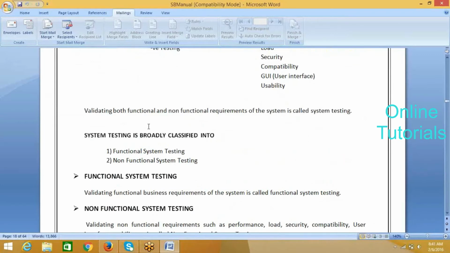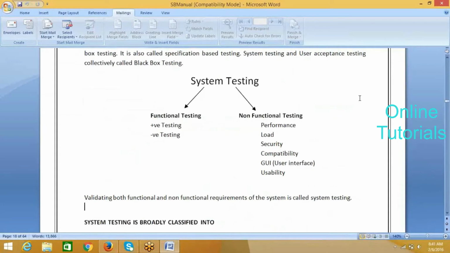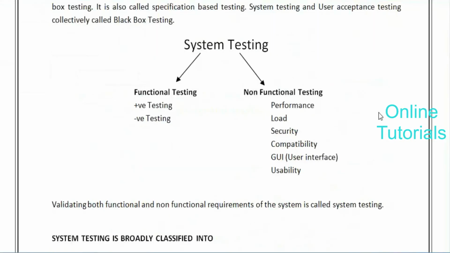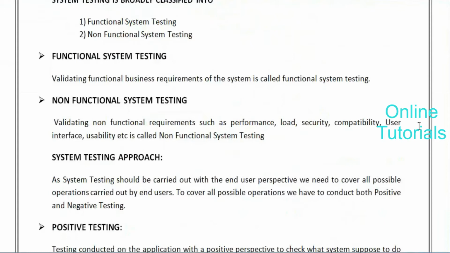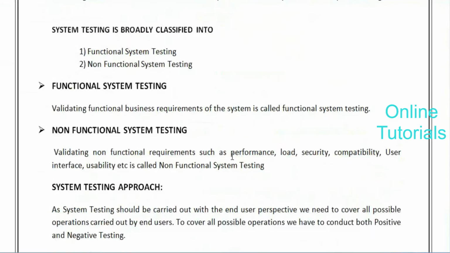Validating both the functional and non-functional requirements of the system is called system testing. Throughout the system, from the start, we test functionality-wise and non-functionality-wise as testers. We will first see the definitions individually, then what to test and what the STLC process is. I think it won't complete today. I will try to complete it today, but if not, we will see it on Monday again.